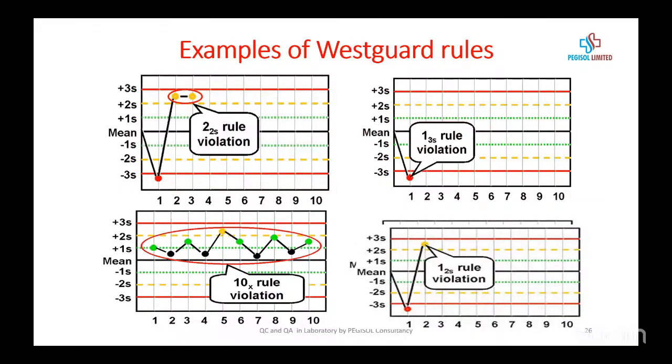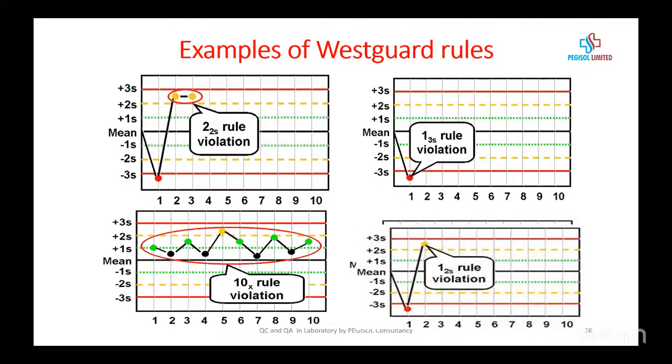This is the 2-2S rule. So you see, the two consecutive runs are greater than two standard deviations. So that is a 2-2S rule violation. See the next one, we have the 1-3S rule. So one run, the one showing the red point, is greater than what? Three standard deviations. In this, you reject what? The control. You can't release the patient result on this.